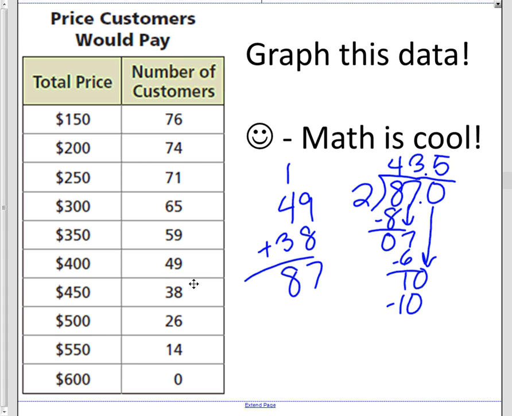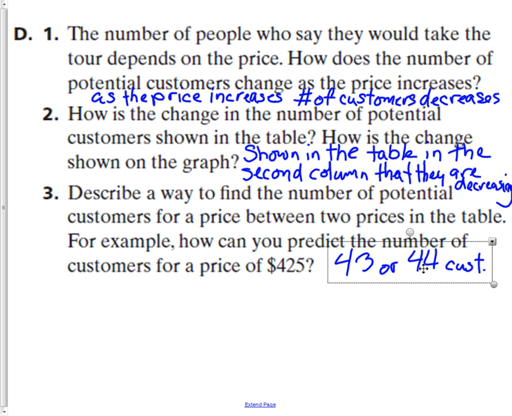I can figure that out by averaging those two numbers. First, I add 49 plus 38 equals 87. Then I divide that number by 2. 87 divided by 2. After I work this all out, I add in that decimal 0. I'm going to figure out that it's 43.5. 43.5 people said that they would pay $425 about. So I'm going to round that up to about 44. And that's what my answer would be.